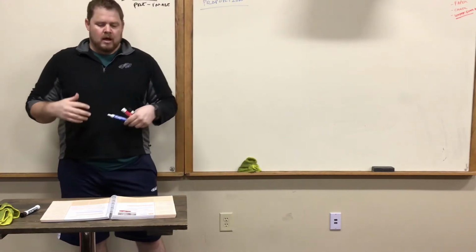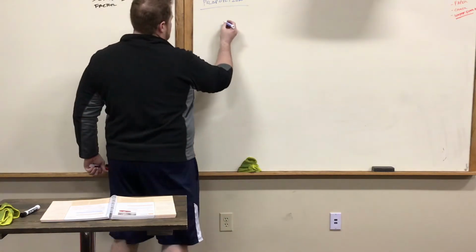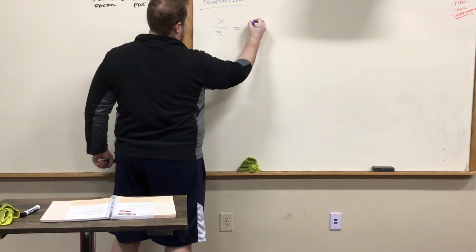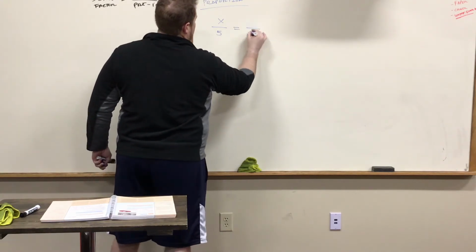Now, the idea of this is how do we solve proportions? So if I have x over 5 and 10, let's do it this way.